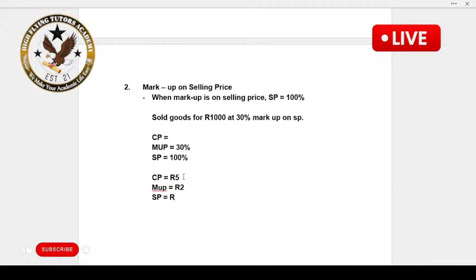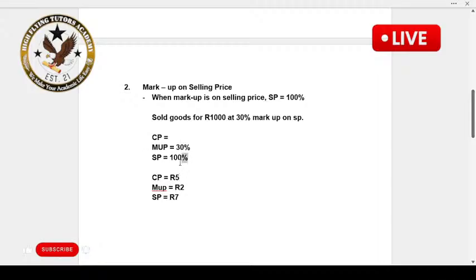So this basically means that the selling price is always greater than the cost price, because cost price plus markup make the selling price. So in this case, where markup is on selling price, it means they did not give you the cost. Are you with me? They did not give you the cost, but they gave you the selling price and they gave you the markup. So for you to get the cost, you have to say 7 rand minus 2 rand, you get the 5 rand, right?